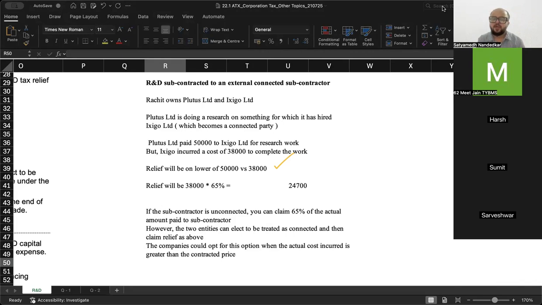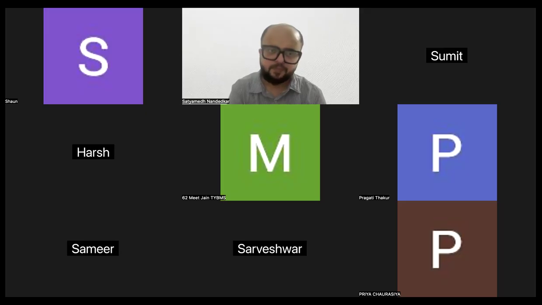ये कब किया था, माय गॉड, मोर देन अ मंथ अगो, 21 जुलाई. बहुत टाइम हो गया.